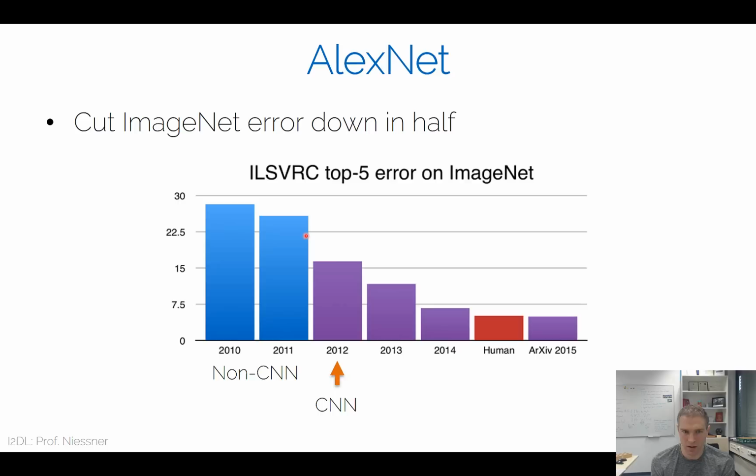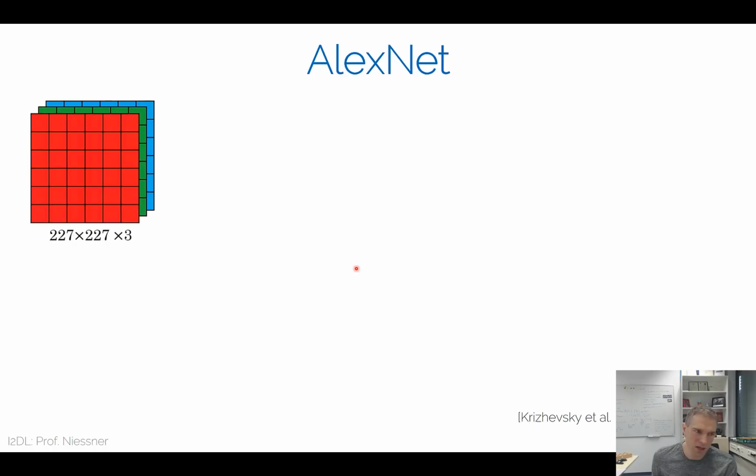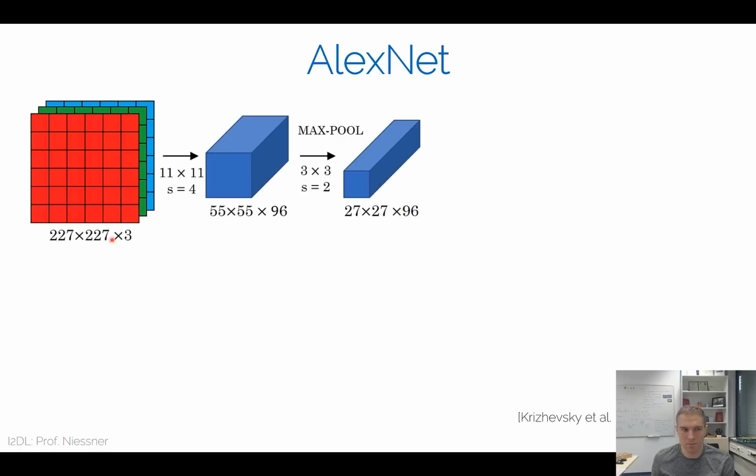So AlexNet takes as input an RGB image. The RGB image is scaled to 227 by 227 by 3. The 3 is the RGB channels, and the width and height make up a square image of resolution 227 by 227. AlexNet is going to start with a convolutional layer, and then a max pool layer. The convolutional layer has an 11 by 11 convolution with a stride of 4, so it goes from 227 to 55 in terms of spatial resolution.